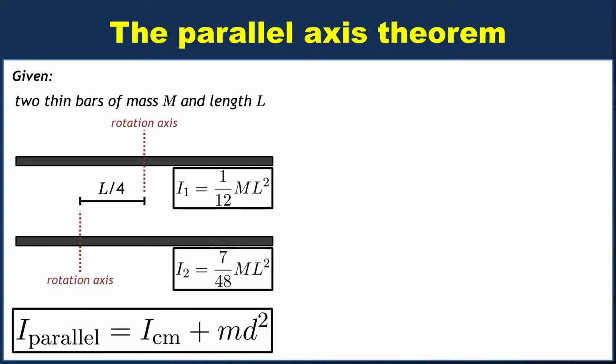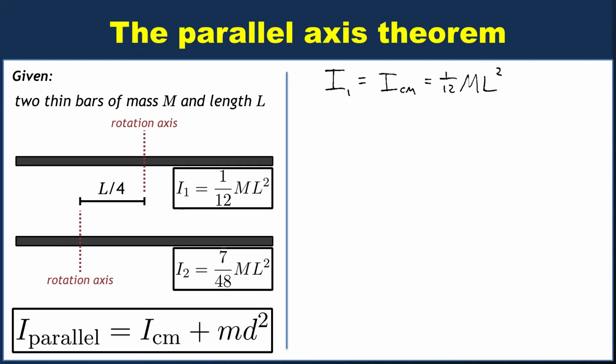The parallel axis theorem says that the moment of inertia through some parallel rotation axis is equal to the moment of inertia through the center of mass plus the mass of the object times the distance squared, where the distance is the distance of the rotation axis from the center of mass. Let me show you how it works. So in this case, we'll identify I1, that moment of inertia, with the moment of inertia through the center of mass, and as I said, that's 1/12 mL squared.